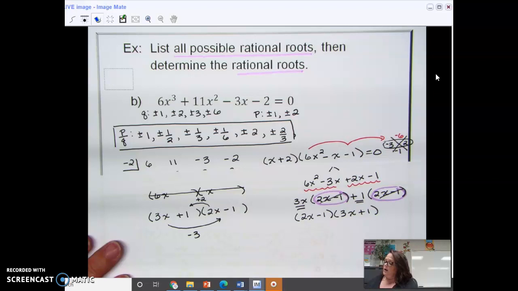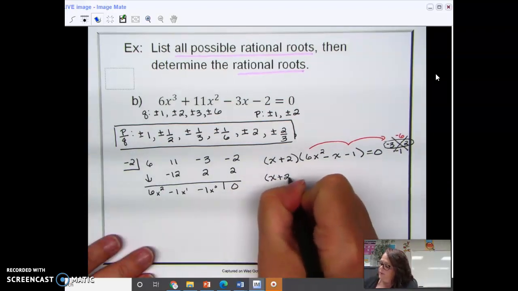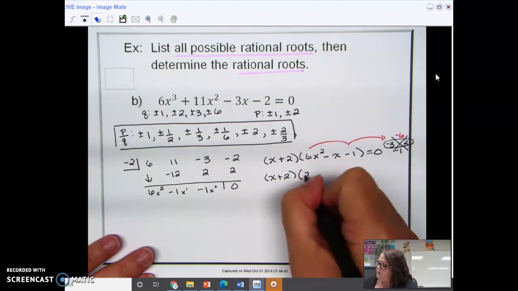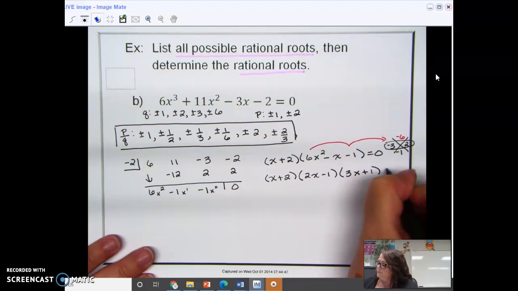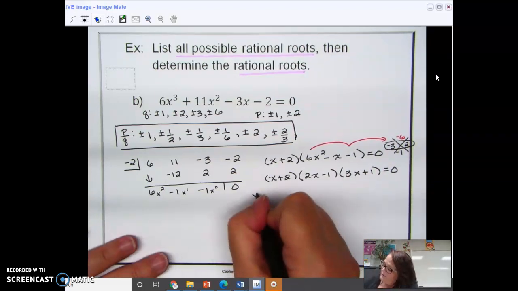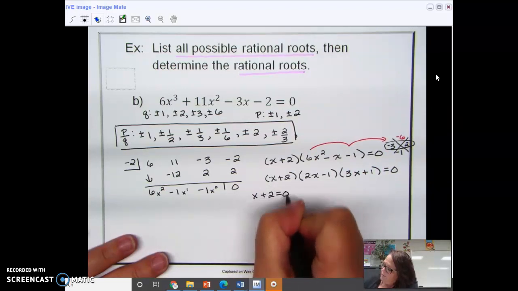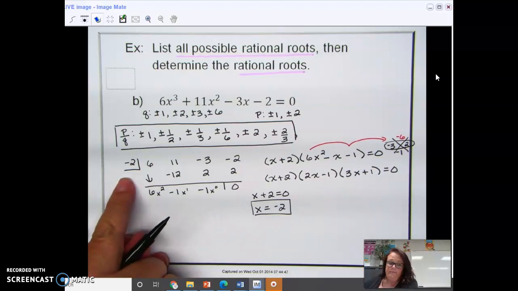Okay, so I'm going to copy what I factored. So I have the x plus 2, and then we just factored that to be 2x minus 1 times 3x plus 1. Okay, so then that means that the x plus 2 can be equal to 0, making x equal to -2, which makes sense because that's what we said right here.